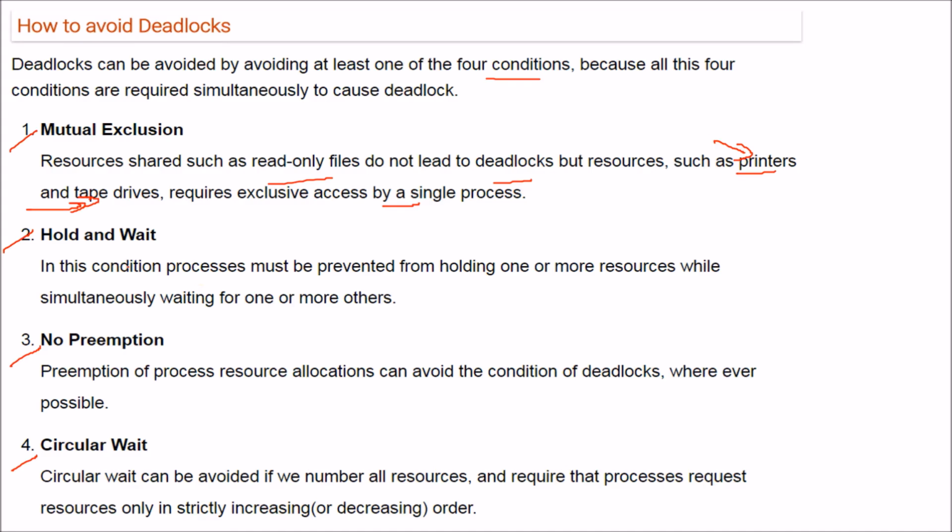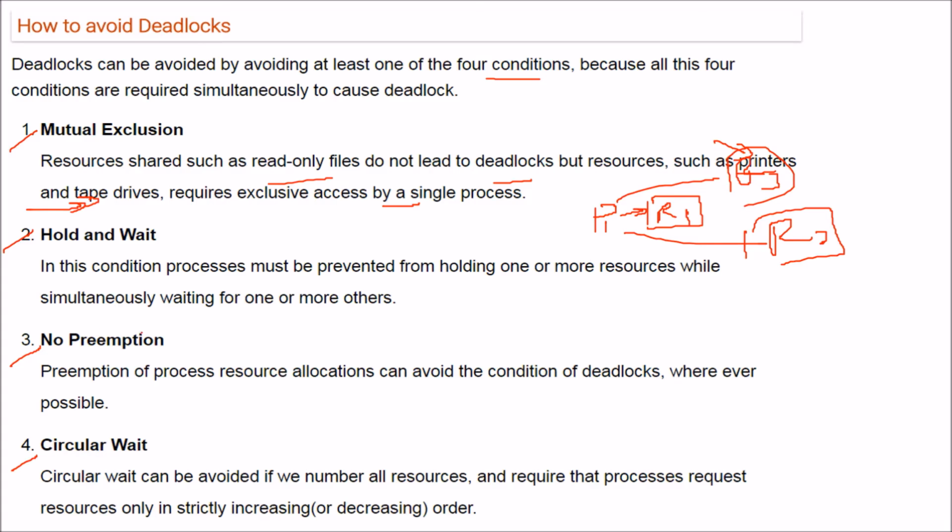Hold and wait. The second condition is hold and wait. In this condition, processes must be prevented from holding one or more resources while simultaneously waiting for one or more others. Means this process is holding some resource, say R1. It has a lock on it, and it requires R2 also. It requires R3 also.